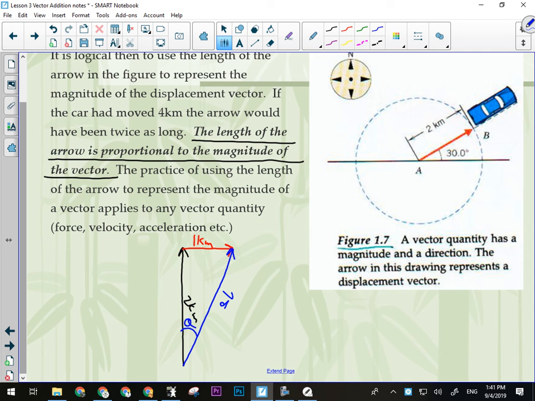How would I get theta? Because remember, displacement's a vector quantity. I need to know not just how long that arrow is, but what way it's pointing. Would you use trigonometry? I would use trigonometry. Now, in this case, I'm looking for this angle, and I know the adjacent side and the opposite side. Which trig function would that be? Tan. Okay? You're going to have to use this.